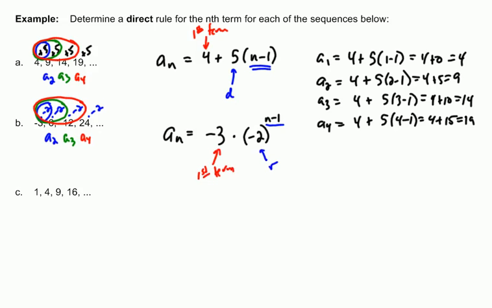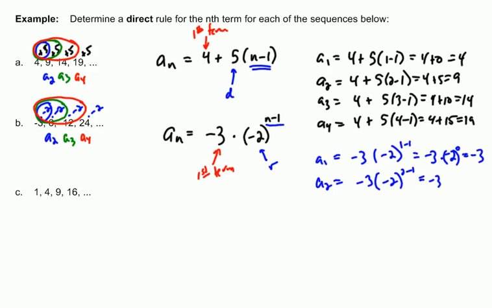Okay, I'll just test the first three terms here just so we can see that it works. A sub 1 would be -3 times -2 to the 1 minus 1. That's -3 times -2 to the 0, which is just -3. Now a sub 2 will be -3 times -2 to the 2 minus 1, which will be -3 times -2 to the first, which is +6. A sub 3 would be -3 times -2 to the 3 minus 1, which would be -3 times -2 squared. That's 4 times -3, which is -12.